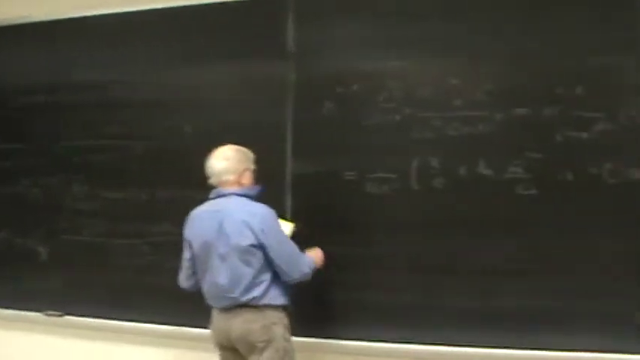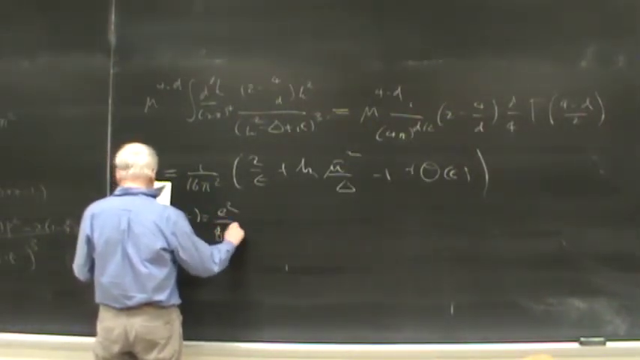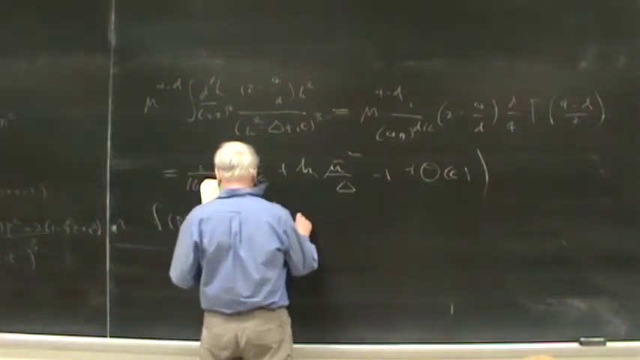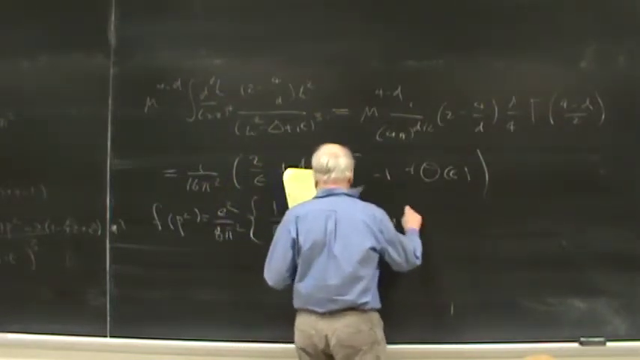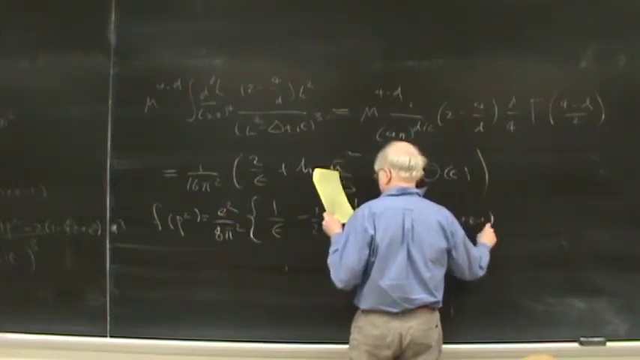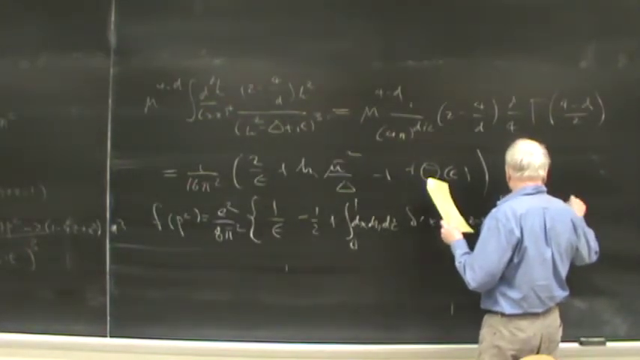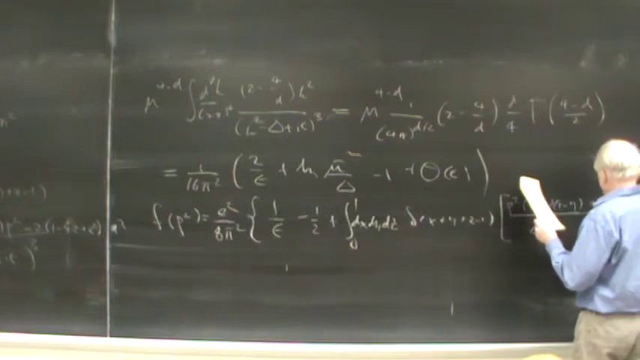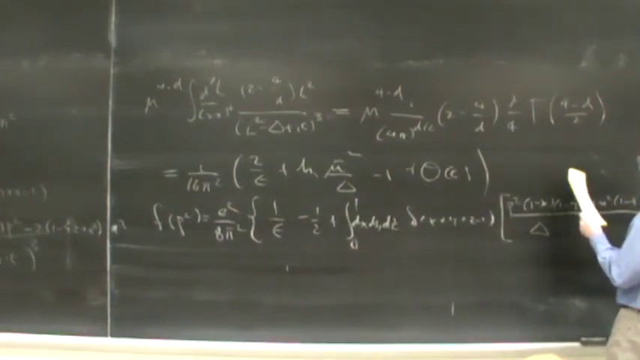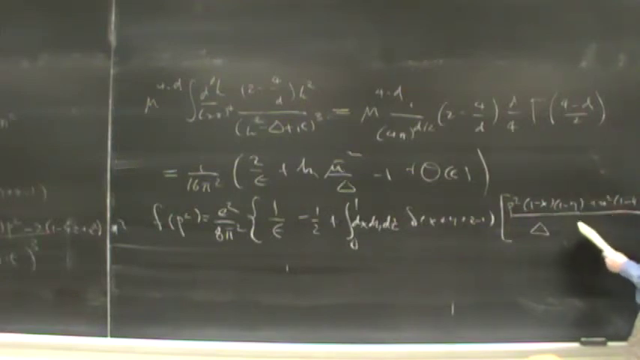And consequently, we finally find that f of p squared is e squared over 8 pi squared, 1 over epsilon minus a half plus an integral 0 to 1 dx dy dz delta(x plus y plus z minus 1), and that's times p squared (1 minus x)(1 minus y) over delta, but there's also a term m squared (1 minus 4z plus z squared), and then finally log mu tilde squared over delta.